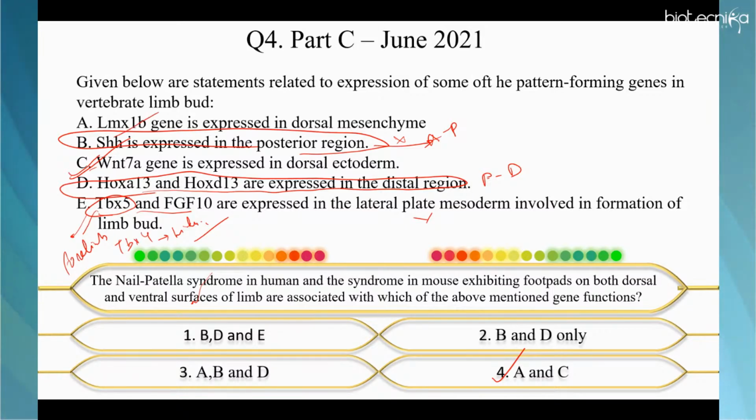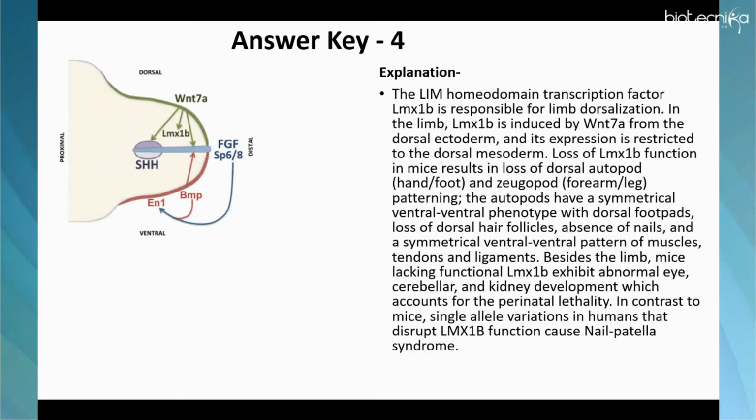But the LMX1B gene is expressed in dorsal mesenchyme. So that is also correct. So you can see in the previous question also I was showing you, at the AER tip FGF8 is released, and wherever the concentration of FGF8 decreases, there we have the SHH signaling. Okay, and how does WNT7A give the dorsal signaling?